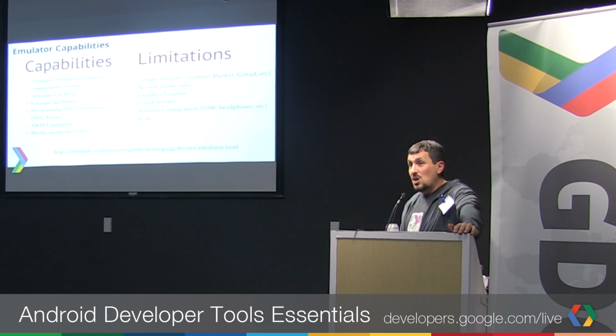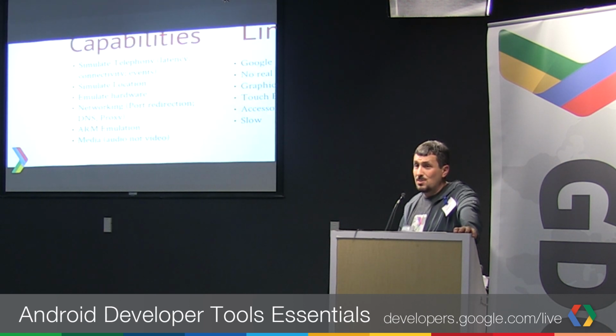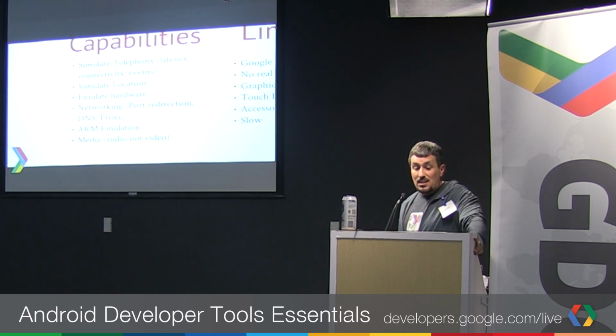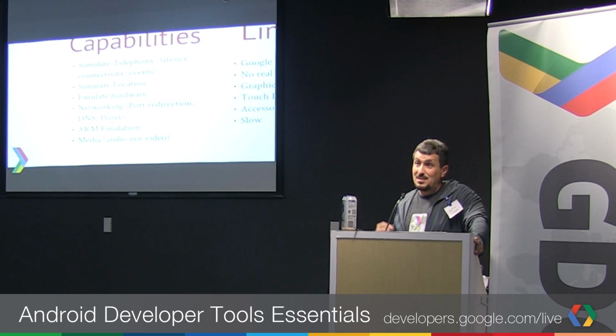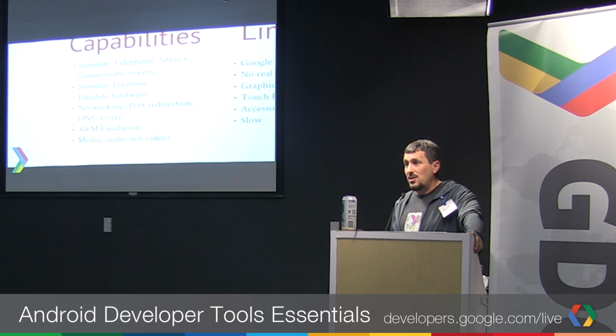Okay, so that's Logcat. Let's now talk a little bit about emulators. I want to address, first of all, some of the capabilities of emulators, and then we'll talk about some of the limitations. First thing you can do with an emulator is simulate telephony. So you can simulate latency or connectivity, or simulate events such as an SMS or a phone call. You can't actually make a phone call, but you can simulate one. You can simulate location, including KML or a path. You can specify a single location that your emulator is supposed to emulate.